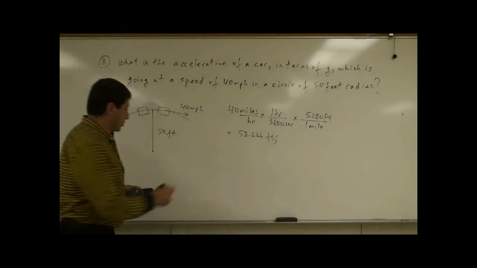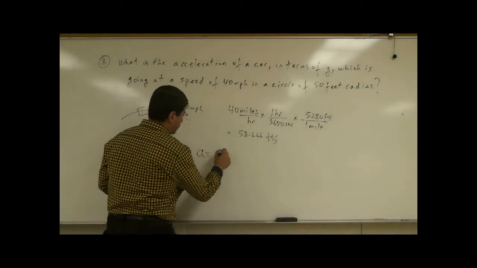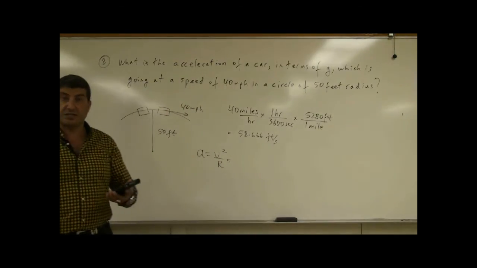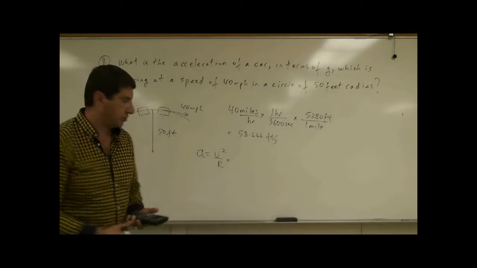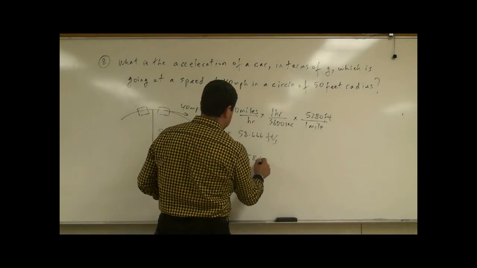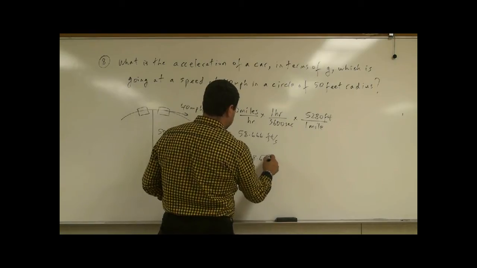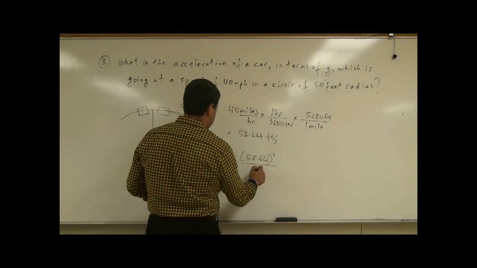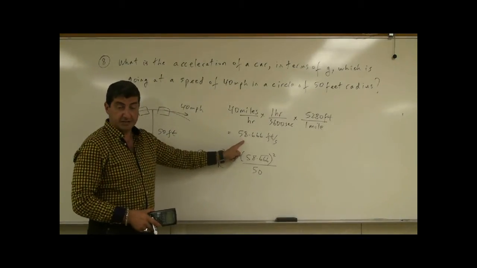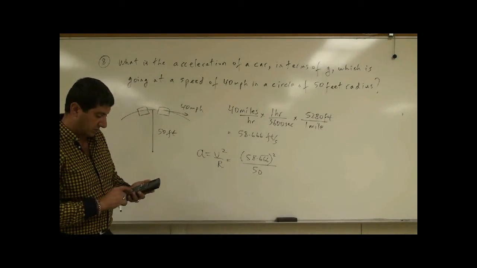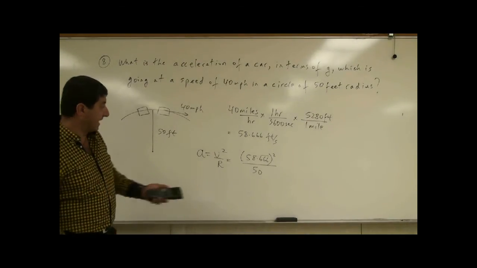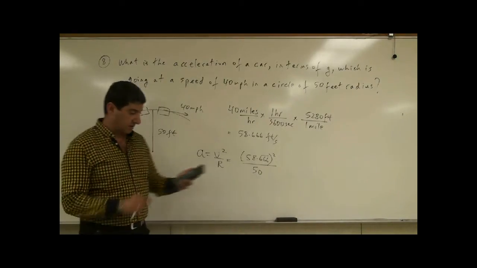Then I'm going to use the equation: acceleration is velocity squared over radius. The speed is the magnitude of the velocity, so that's what I'm going to use here. I'm going to say 58.666 repeating sixes squared over 50. So I'm going to square this number that I just got, the 58.666 squared. Then I'm going to divide that by 50.